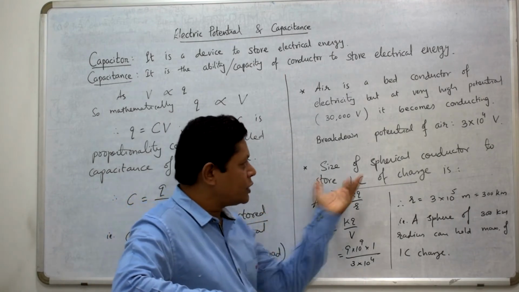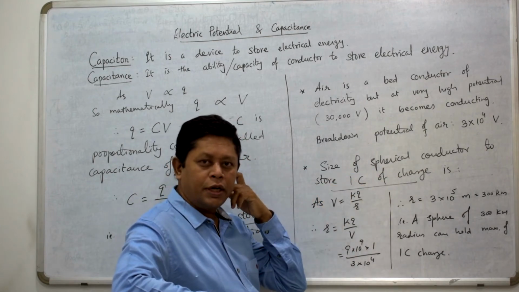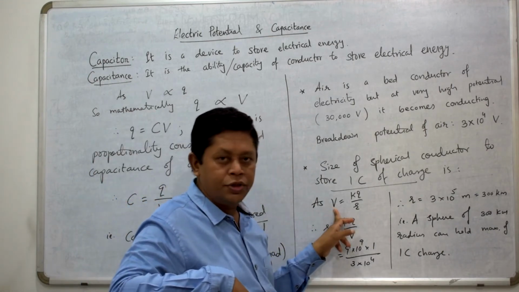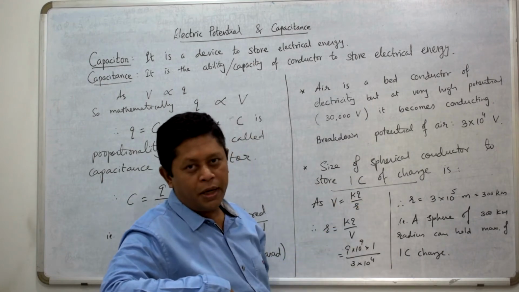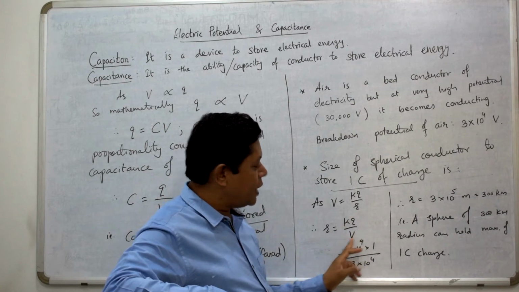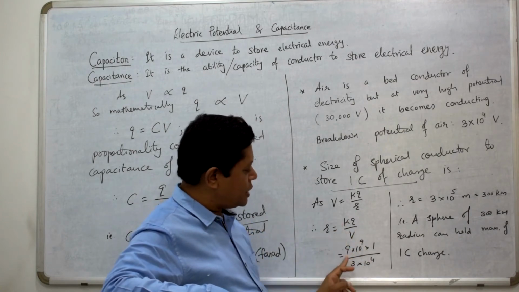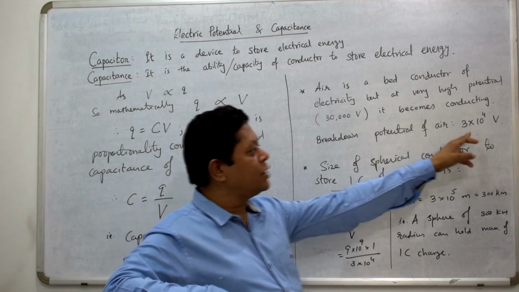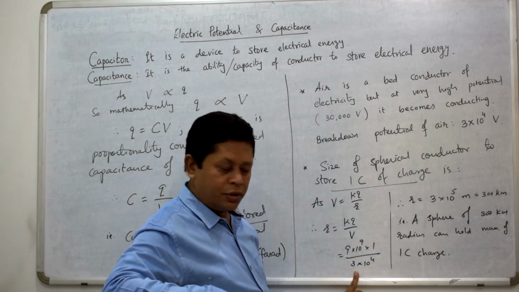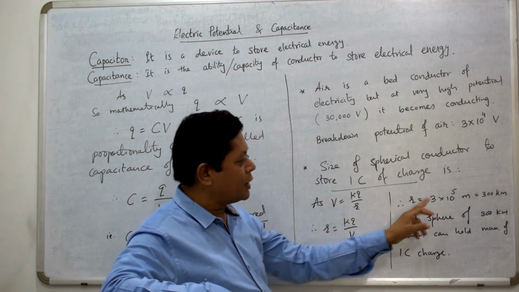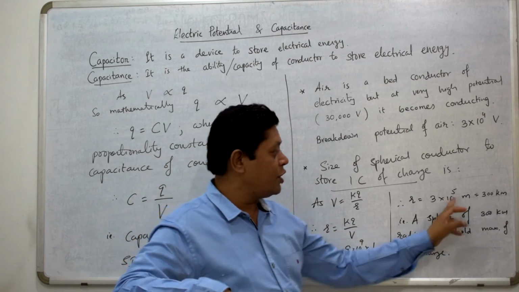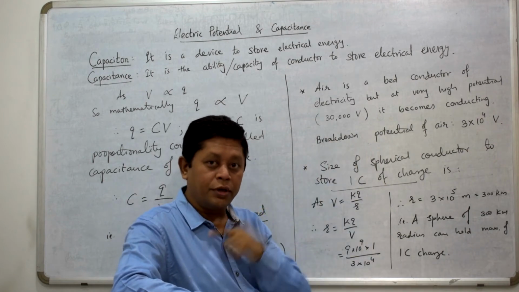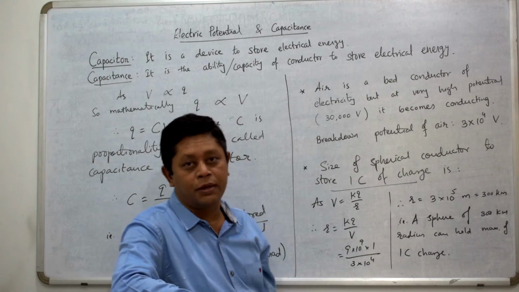Let us consider, suppose we want to give 1 coulomb of charge to a conductor, what size of conductor can hold this charge? As you know, potential due to the charge is given by the relation V is kq by R. So from this R is equal to kq by V. If you put the values, k is 9 times 10 to the power 9, q is 1 coulomb, and the potential should not exceed the maximum, which we consider to be 30,000 volt. Then the value of R comes as 3 times 10 to the power 5 meter. It means that it is 300 kilometer. Imagine, a sphere of radius 300 kilometer can hold a maximum of 1 coulomb charge.